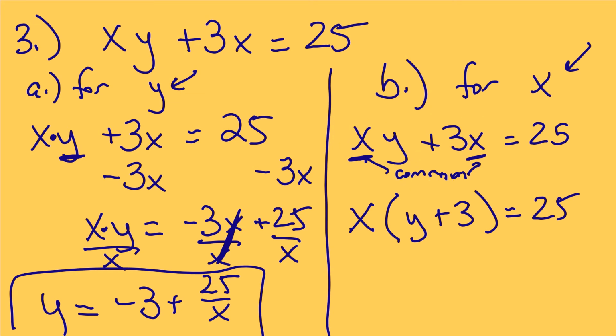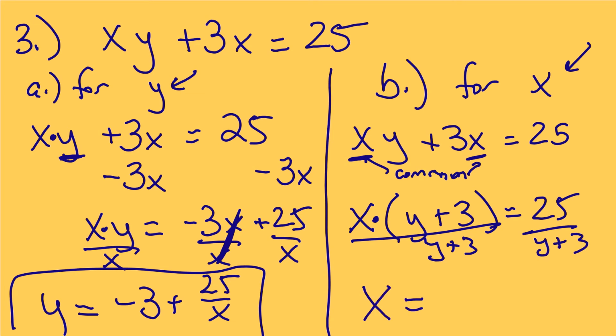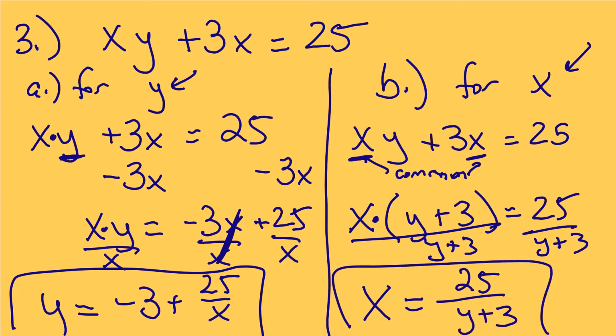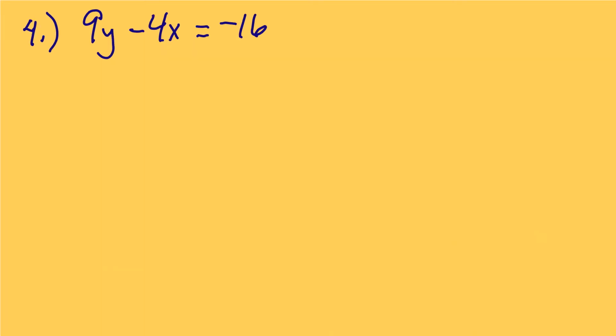All right. Now, remember, this is x times a bunch of stuff. So if I want to get rid of a bunch of stuff, I just divide by y plus 3, divide by y plus 3, and guess what? We're already done. Because now x is by itself, and I just have 25 over y plus 3. And that's it for 3.